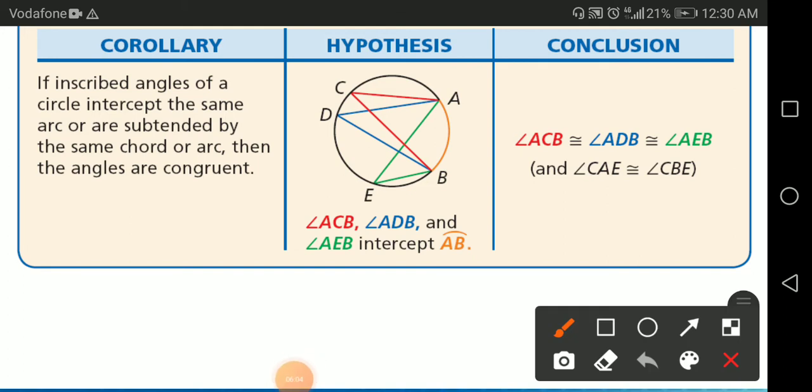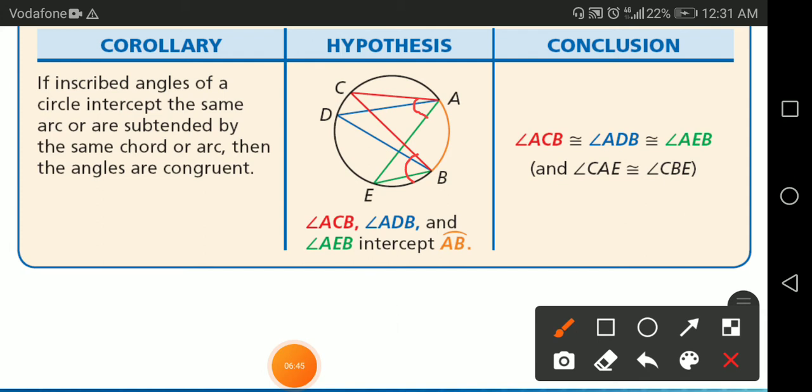Can you see the red angle ACB, and angle ADC, the blue one, and angle AEB, the green one. They intercept arc AB. They share the same arc AB, therefore the three angles are congruent. So this is easy, don't panic. If the three angles intercept the same arc, they share the same arc, so they are congruent. It's easy, okay?